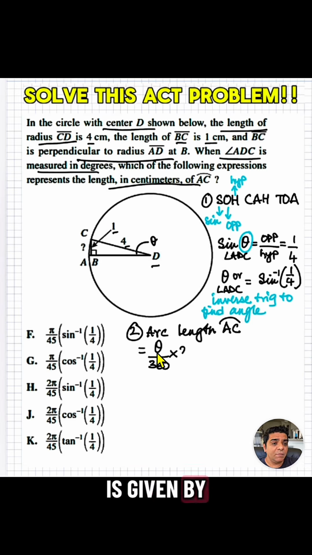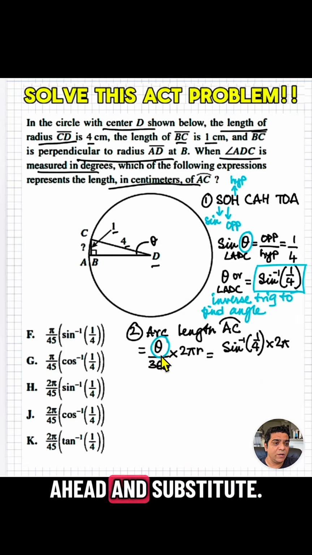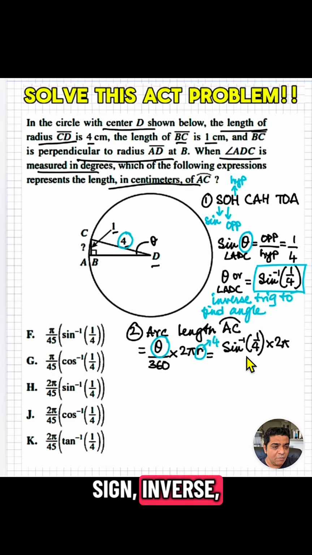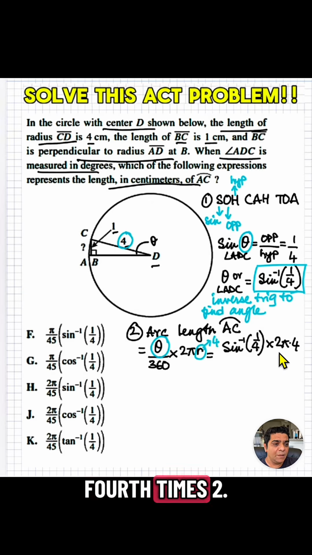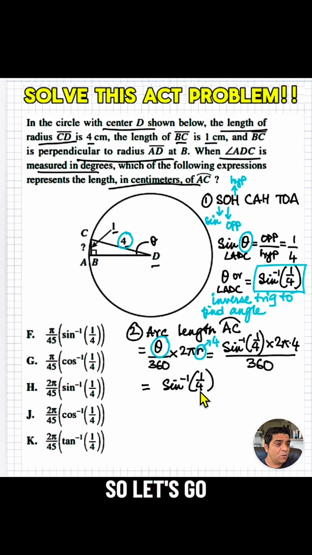So arc length is given by the formula, the angle that is subtended by the arc divided by 360, so these are all in degrees, times 2 pi r. 2 pi r is the circumference of the circle, r is the radius, of course. So let's go ahead and substitute. Theta is what we calculated, sine inverse 1/4, times 2 pi times 4, the radius is 4, divided by 360 degrees.